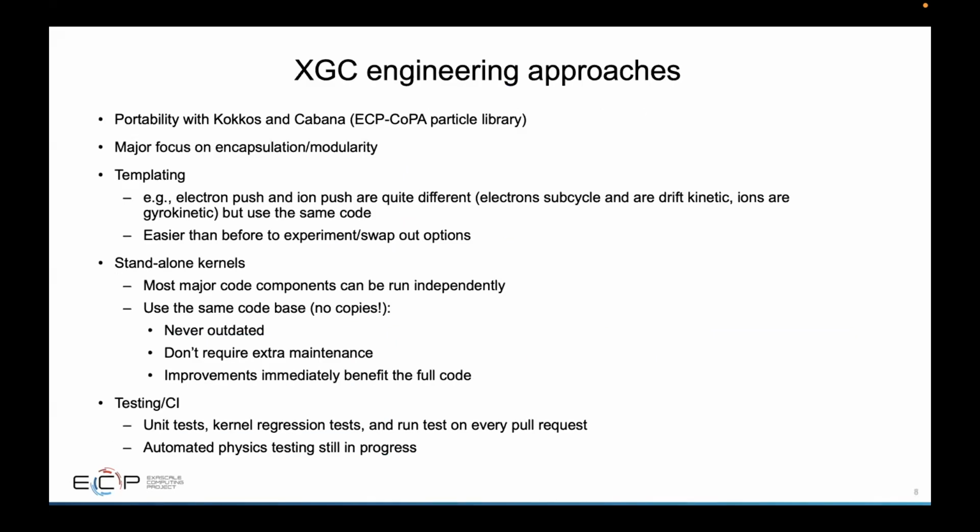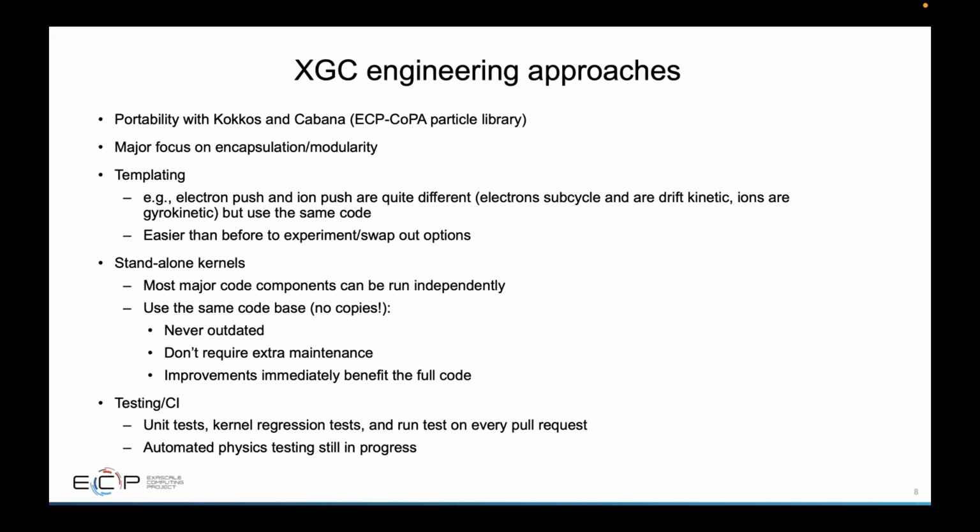In general, we've taken the following approaches. We are working on portability with Kokkos and with Cabana. Cabana is the ECP COPA developed library for particle operations that uses Kokkos. We have a major focus on encapsulation and modularity, and on templating. So really trying to reduce the code base so that it's much easier to experiment and to swap out different options.